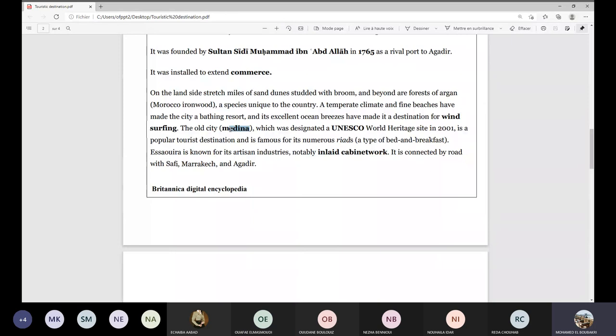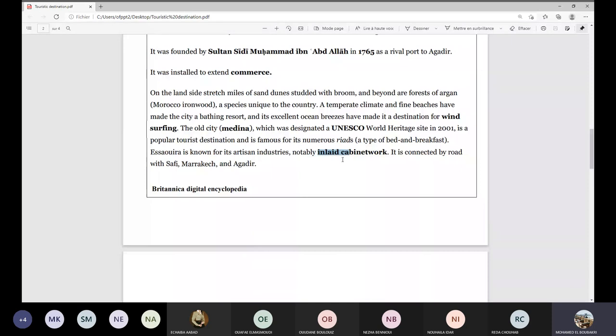You also have here the Medina, which is the old city. And you have a very important item in the city's history, because it is classified by UNESCO as one of the World Heritage Sites. This is a very important element in its modern history, because it was just about 20 years ago. So it is not so old, this designation by UNESCO of the city as World Heritage. Then you have inlaid cabinet work.